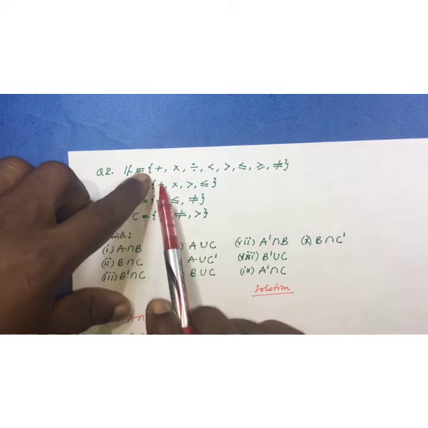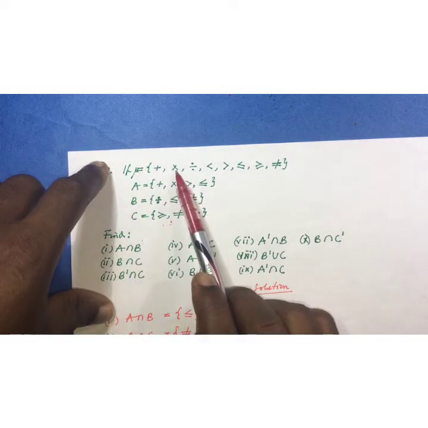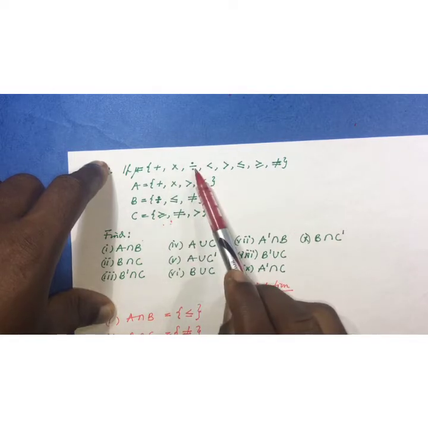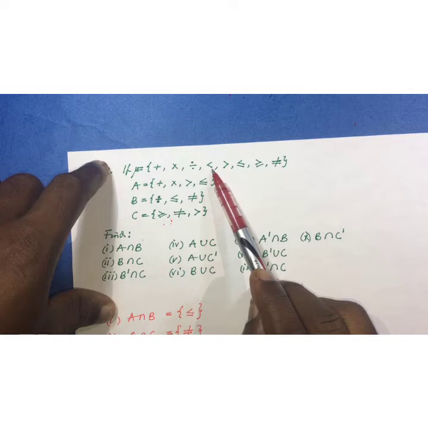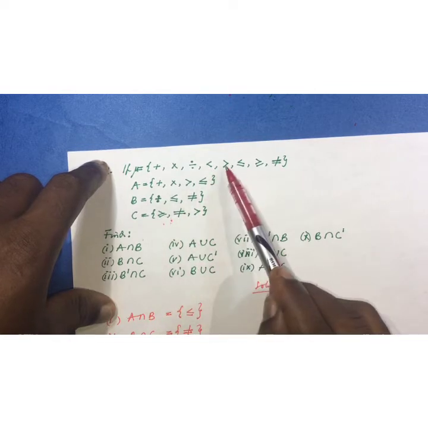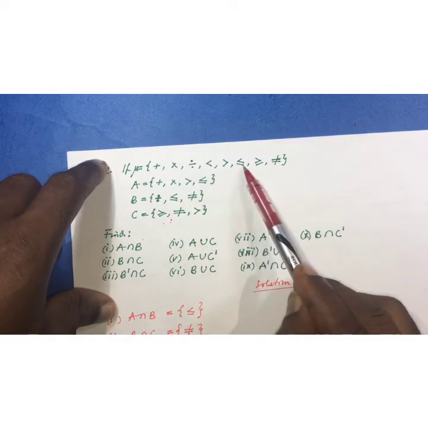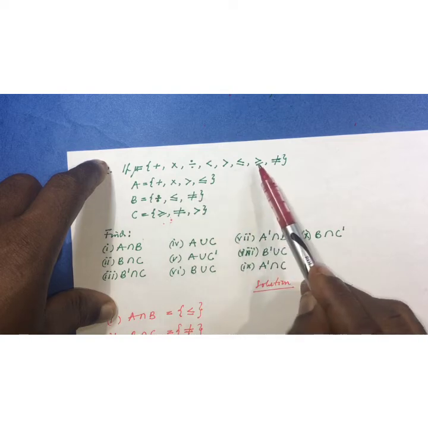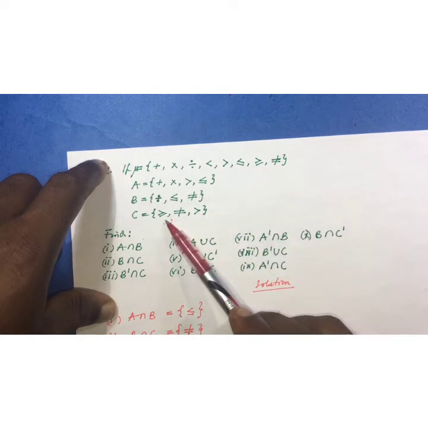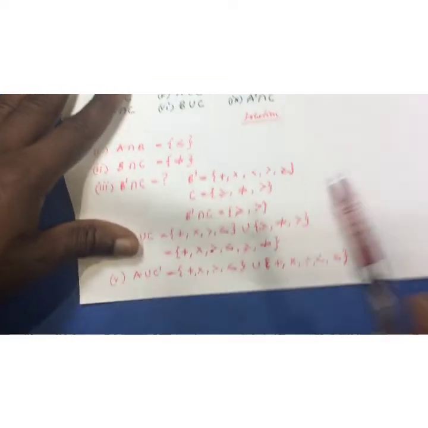Okay, so look at it carefully. You have addition in the universal set, not in C. You have multiplication in the universal set, not in C. Division in the universal set, not in C. You have less than in the universal set, not in C. You have greater than in both sets, so we skip. You have less than or equal to in the universal set, not in C, so we write that down. Greater than or equal to is in C, so we won't write that. Then not equal to is in C, so we won't write that, and that gives us this.